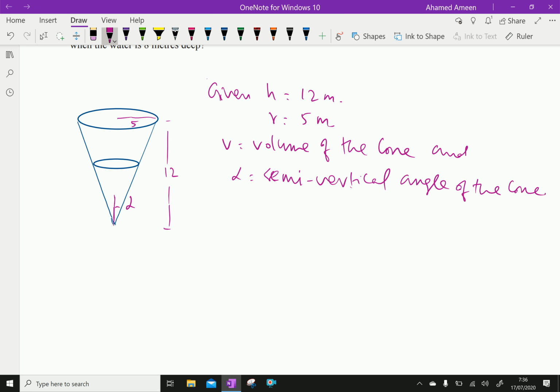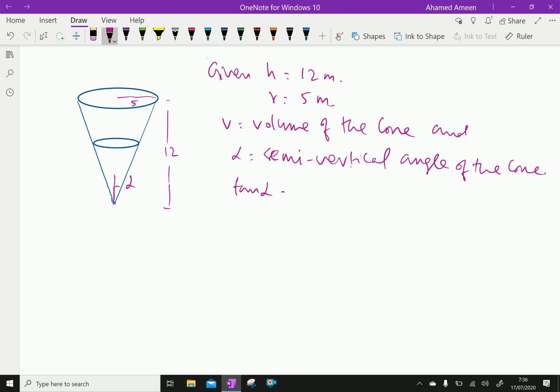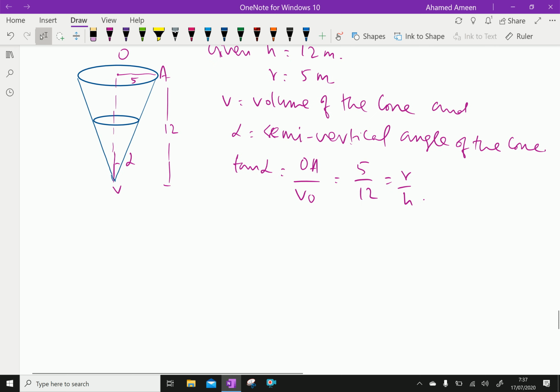Now, from the geometry of the figure, tan alpha equals OA over VO, where the point is O and this is V. So OA over VO equals 5 over 12, which equals R over H. From this relation we get 12R equals 5H, and from that R equals 5 over 12 H.